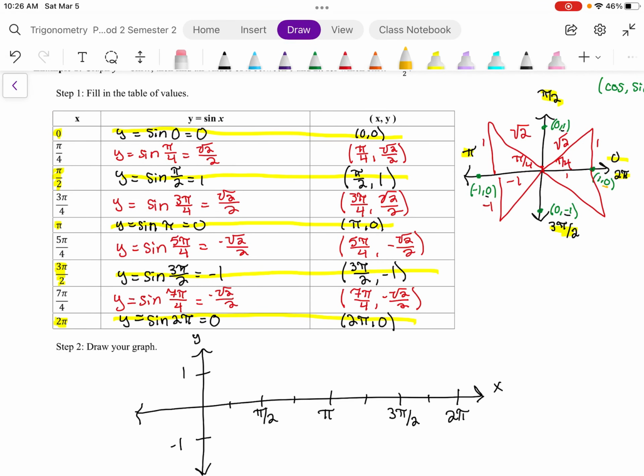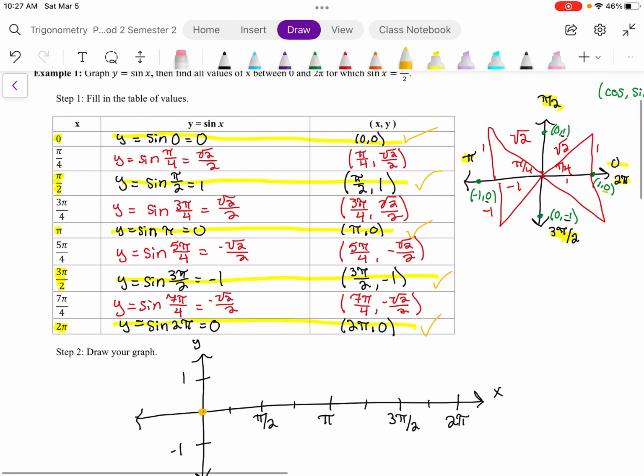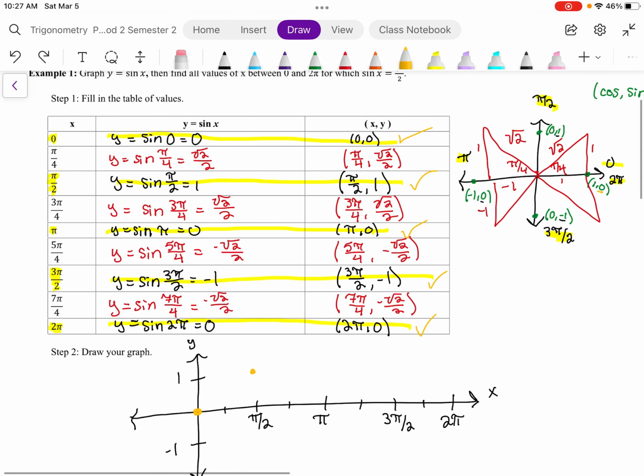And I'm going to start by graphing those 5 highlighted coordinate points on our graph because those ones have whole numbers. Our first one is at 0, 0, pi over 2, 1. Oh, nope, that was the wrong one. Pi, 0. 3 pi over 2, -1, and 2 pi, 0. And that is going to be our graph.